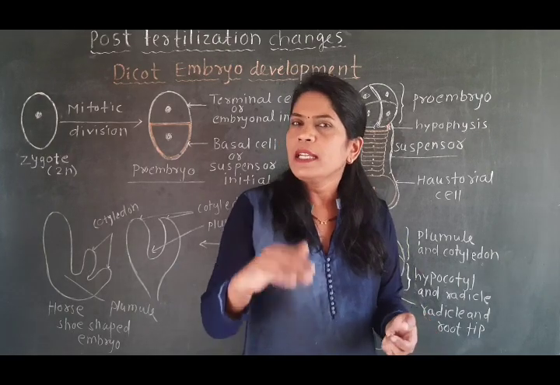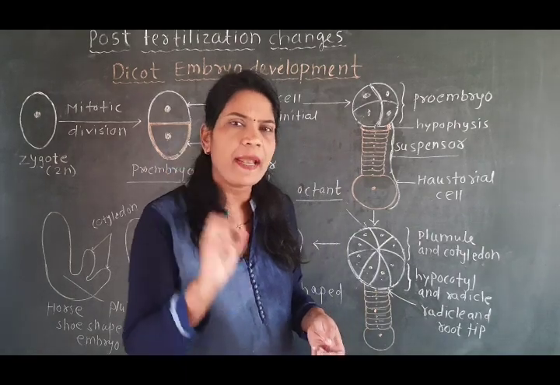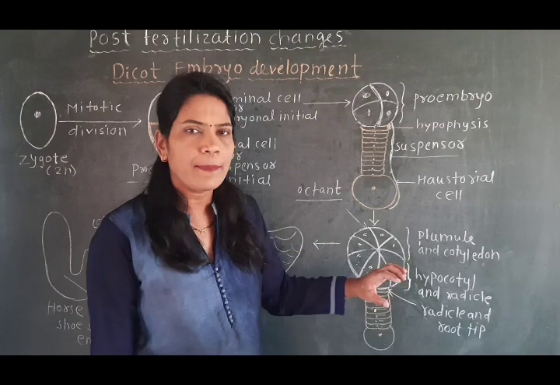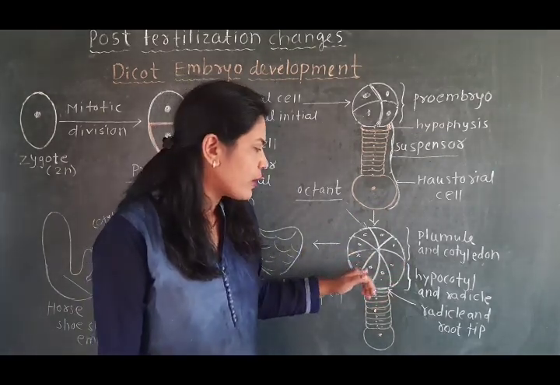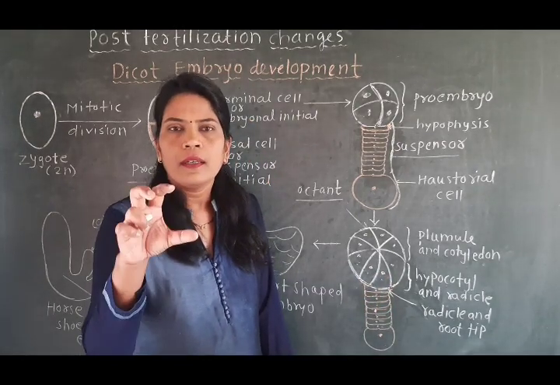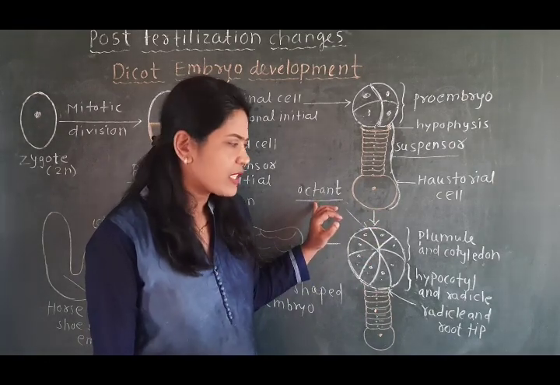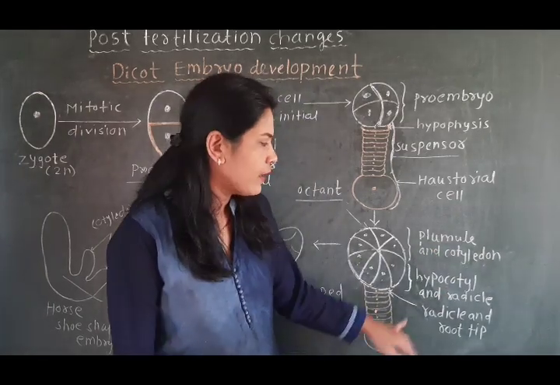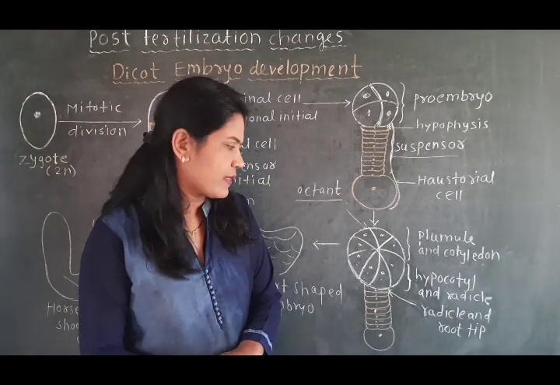In the embryo, between the plumule part and the cotyledon part, there is some region, some space, and that space is called the hypocotyl. So this hypocotyl and the radicle are formed from the lower tier of this embryo. You will see that this octant stage forms the plumule and cotyledon from the upper 4 cells, and the hypocotyl and radicle from the lower 4 cells.